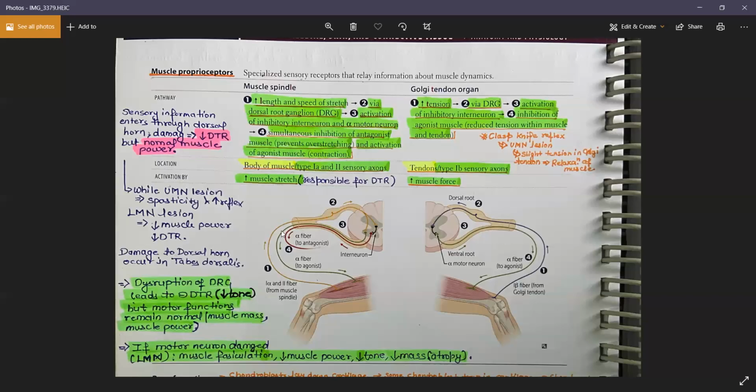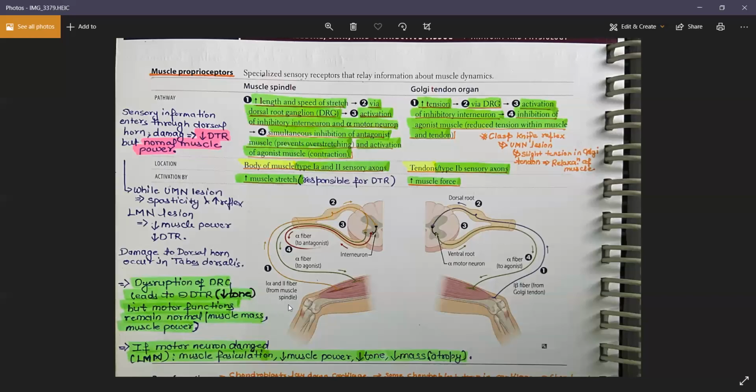If you have a more weight, you want to make a contraction, the signals for the contraction will originate in the CNS, right? But how much contraction is needed will be decided by these fibers, these spindles. If I have more length, that means I need more contraction. Signals originate from the CNS, and I will get more contraction because of these spindles, right?